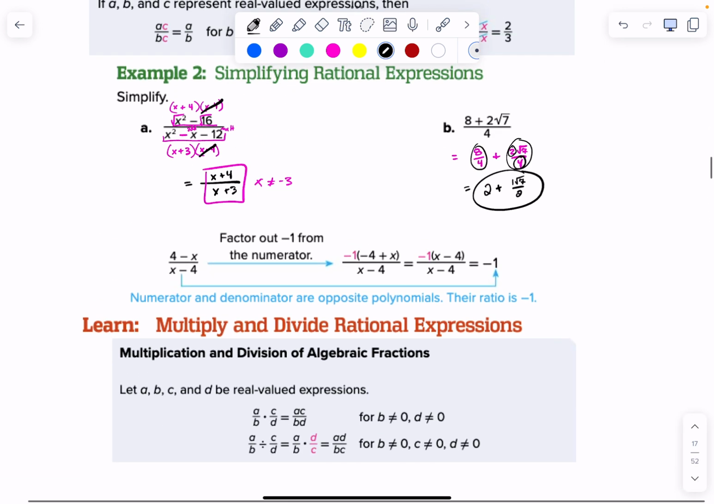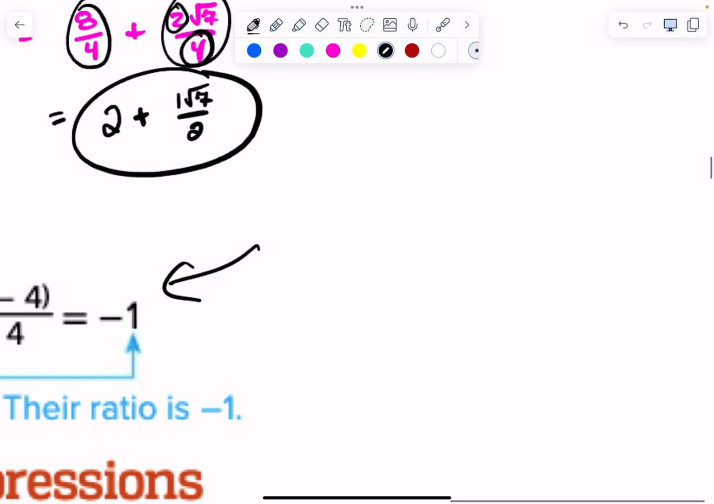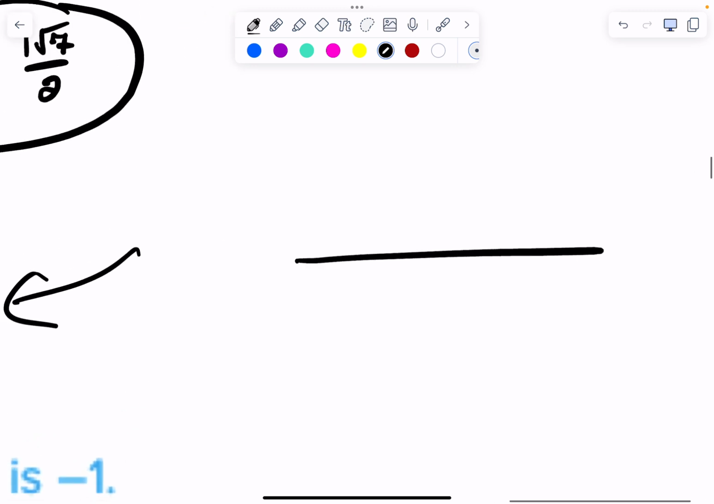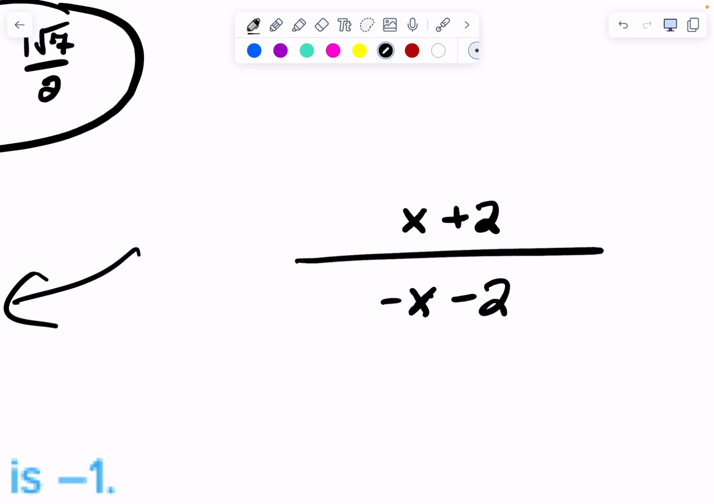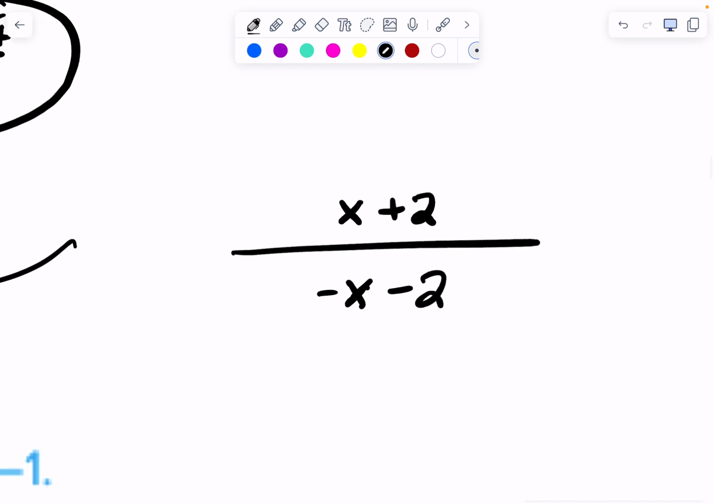Okay. One more thing. This is what this little piece is illustrating. Let's talk about this. Let's say that on the top, I have an x plus 2, and on the bottom, we'll just make this easy, negative x minus 2. Let's just say I have that going on. X can't be negative 2. Let's talk about that first. What can x not be?